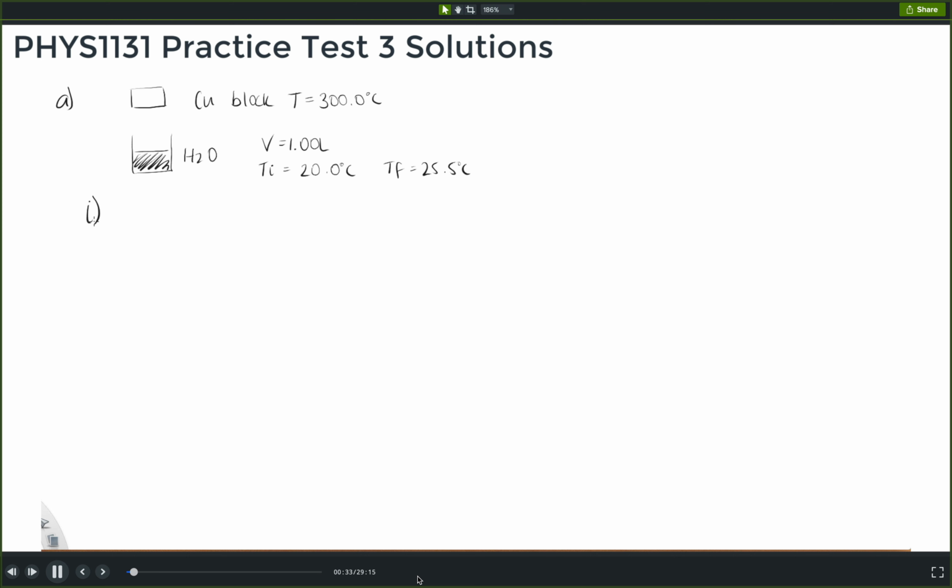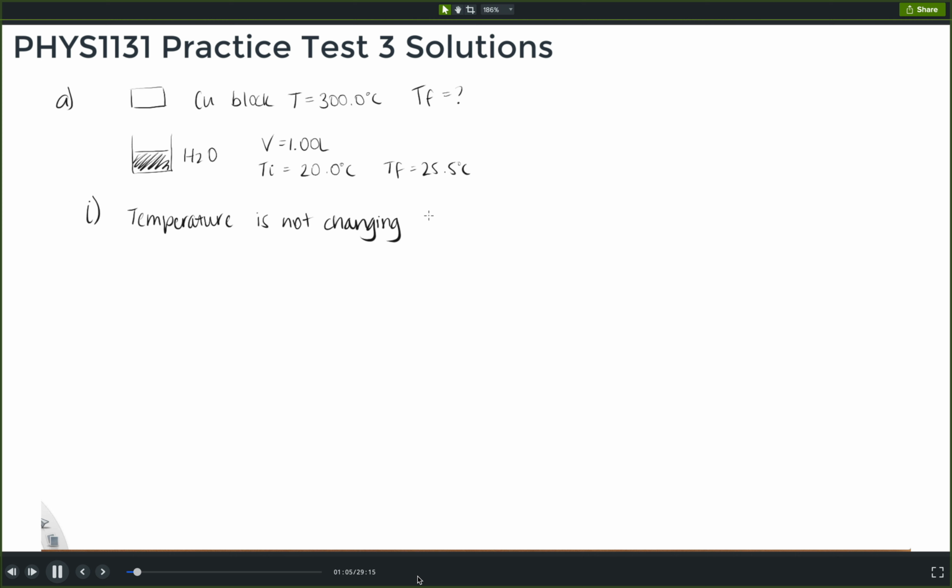Part I is asking us, what is the final temperature of the copper block? Explain. So what we were told in the question is that the water quickly reaches 25.5 degrees Celsius and then it remains at that temperature. It's asking us, what is the final temperature of the copper block? Now, what we know is that the temperature is not changing. It's not changing anymore.